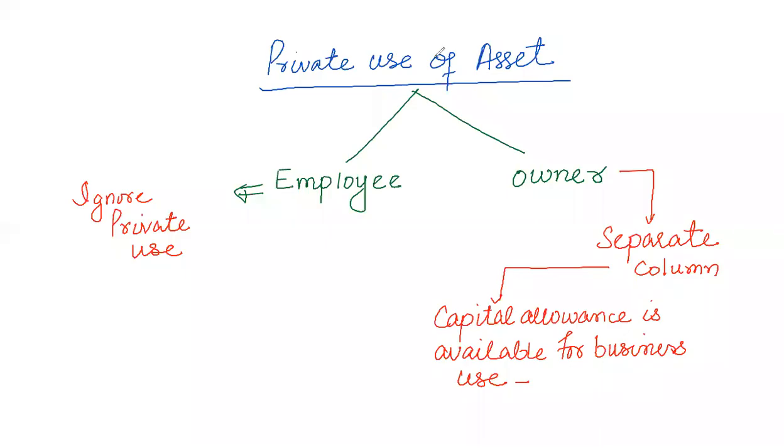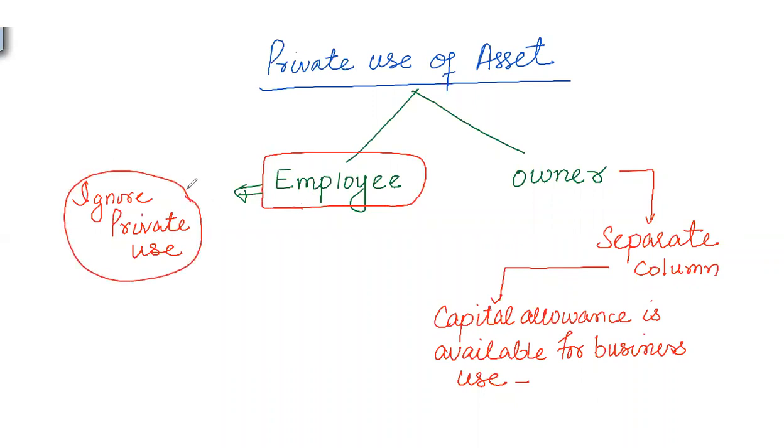Sometimes it happens that the asset is being used partly for private purpose and partly for business purpose. First of all, you have to check whether the private use is made by either the owner or the employee, because there are different rules regarding employees as well as owners. If partial use is by the employee, then this fact is to be ignored in the calculation of capital allowances. That means if a car is being used for private and business purposes by an employee, then consider it as a normal car. So no difference will be there in the calculation of capital allowances.